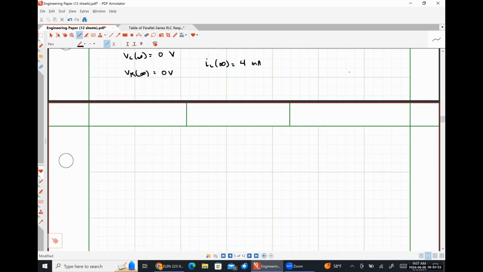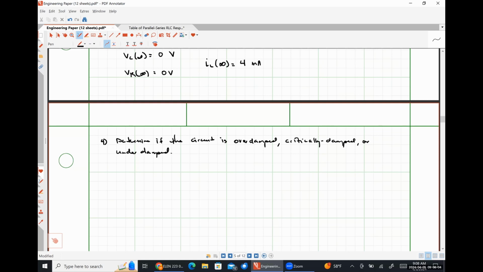So now this is step 4. Determine if the circuit is overdamped, critically damped, or underdamped. We're going to do this by simply calculating alpha and omega naught.